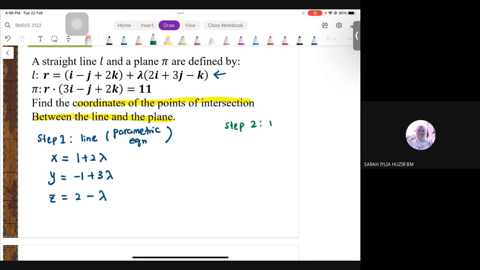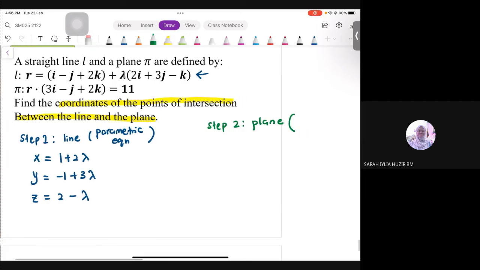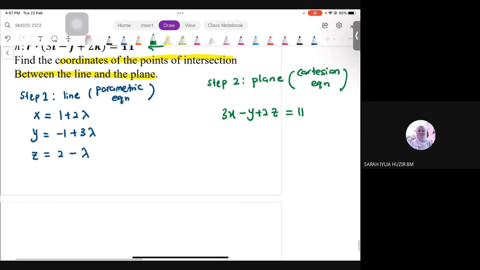So for plane, we must prepare or use Cartesian equation of a plane. So I write here Cartesian equation. So in the question, given that plane is in the form of vector equation of plane, so transform this into Cartesian equation, we should get 3x minus y plus 2z equal to 11. Okay, settle with those two. Now, moving on to step number 3, we want to find the scalar. So, find the scalar. In this question, our scalar is lambda.